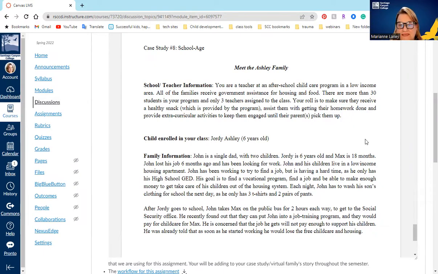All the families receive government assistance for housing and food. There are more than 30 students in your program, only 3 teachers assigned to the class. So that means like 1 teacher per 10 students. Your role is to make sure they receive a healthy snack, which is provided by the program, assist them with getting their homework done, and provide extracurricular activities to keep them engaged till their parents pick them up. Oftentimes when you have a low-income family, both parents are working.